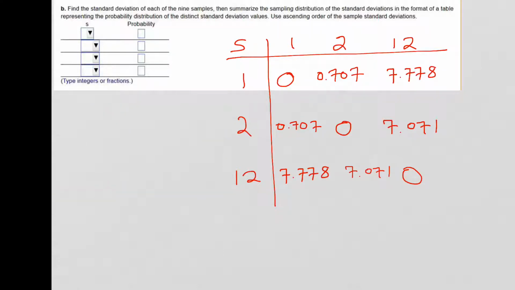Okay, so now I have my table filled in, and I can create my sampling distribution over here, my probability distribution. I'm just going to select each of the values of S, and they want you to do them in ascending order. Okay, so I've got all of my values listed here, and now I have to put in the probabilities. For the number 0, since it appears 3 times out of the 9 possibilities, that's going to be 3 over 9 or 1/3.